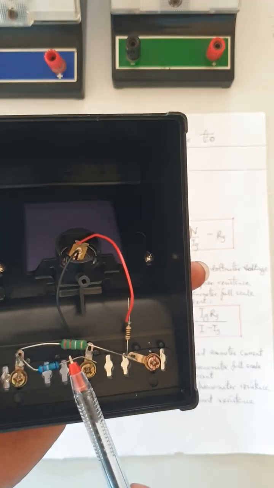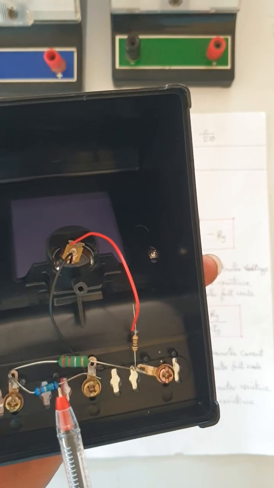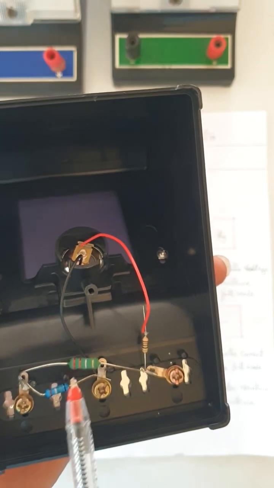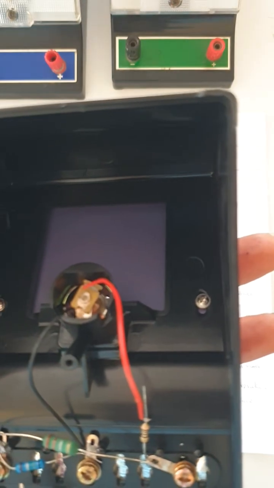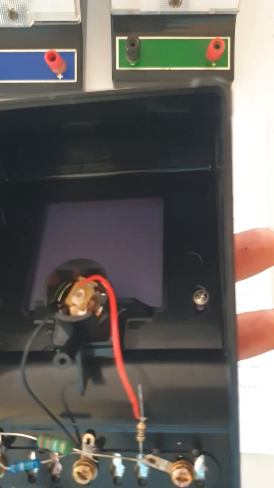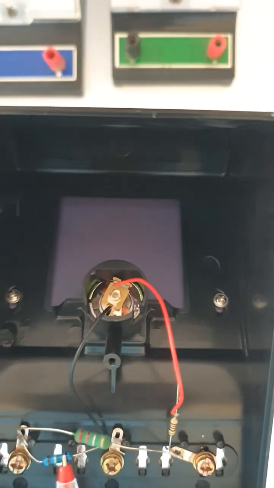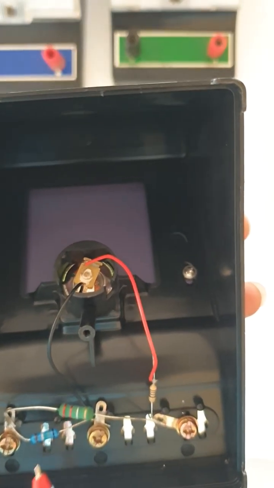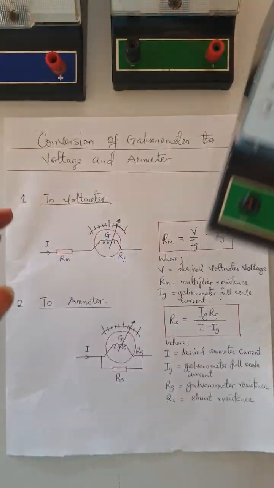The values of the resistance are very small. For instance, I can see here we have 2.2 from the color coding there, and here we have, I think, somewhere around 1.9 from the color coding. So this converts this galvanometer to ammeter. So this device is now an ammeter.